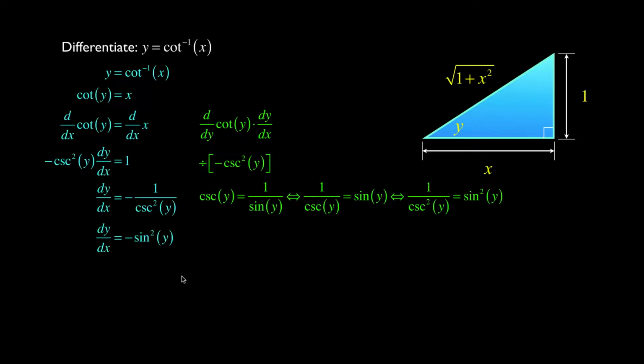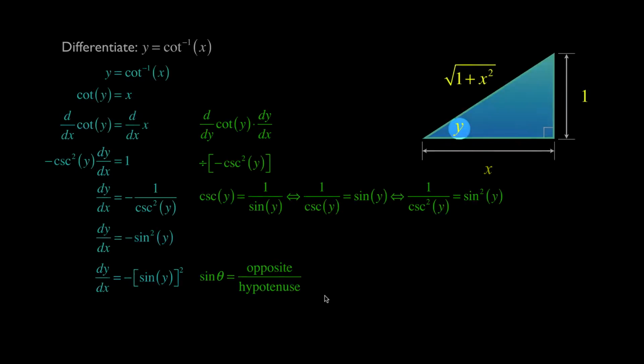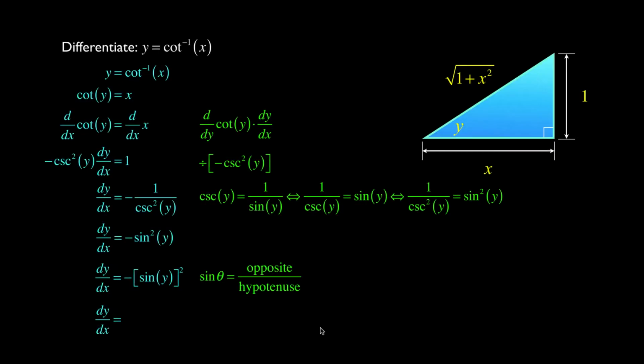At this point, I'm almost finished my derivative. I'm going to have to return to my triangle, though. I would write dy by dx equals negative sine y all squared, and then look at my definition of sine of an angle in a right triangle. It's opposite divided by hypotenuse. So when I look at sine of y in this triangle, the sine of y is the opposite divided by the hypotenuse. So I would write dy by dx equals negative 1 divided by the square root of 1 plus x squared. To finish this off, I just need to square the numerator and the denominator of this fraction.